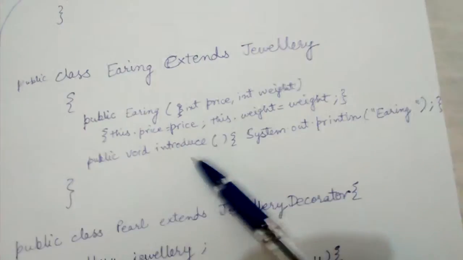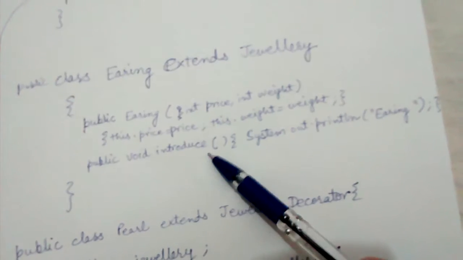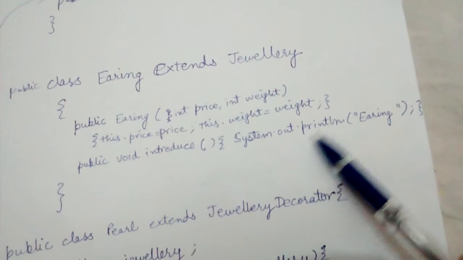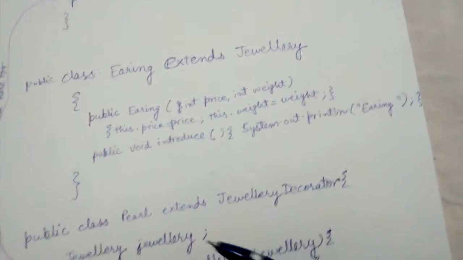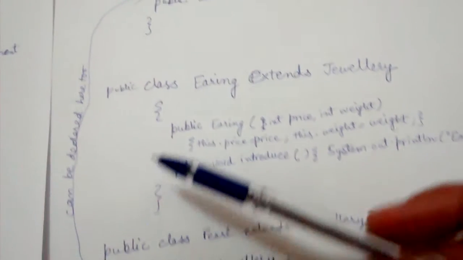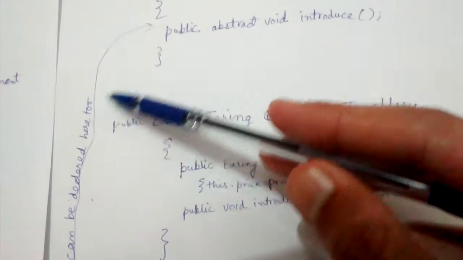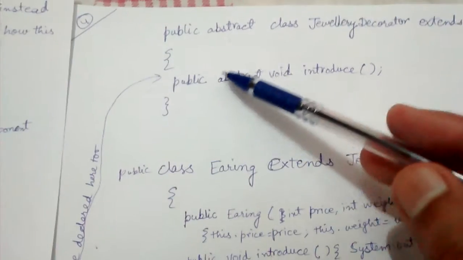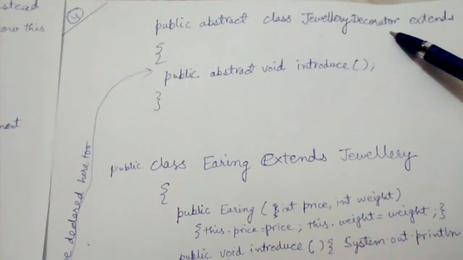So it is providing its own implementation of this introduce abstract method. It is just printing earring, and the reference can be declared here too. So this is the jewelry decorator class.